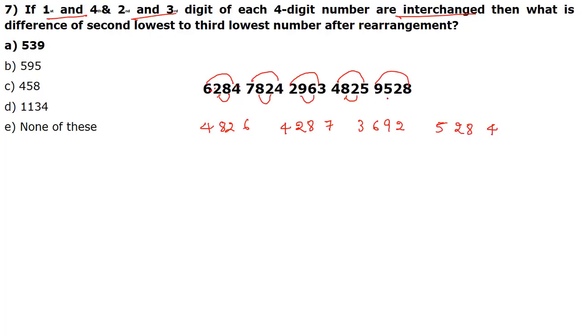Eventually 9 and 8 and 5 and 2. So 9 and 8 becomes 8 and 9. So 5 and 2 becomes 2 and 5. Okay, so we have rearranged it.